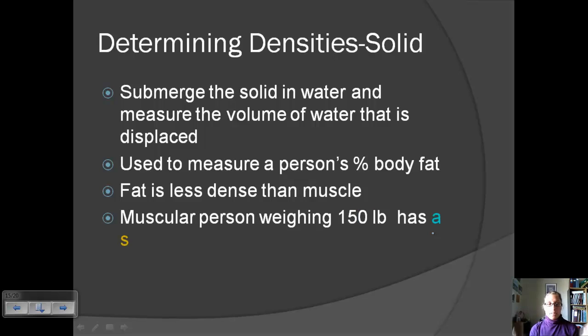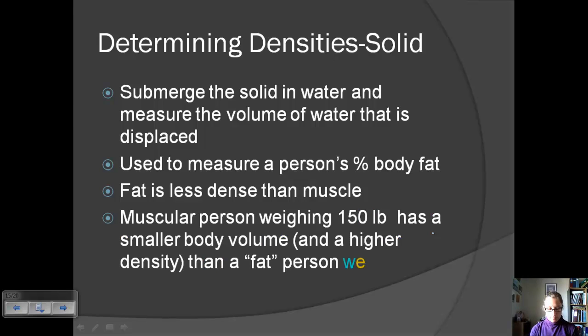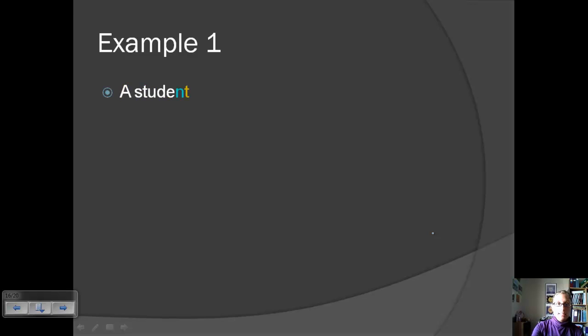Now, and this is going a little off tangent, but it's not just about weight, it's about overall health. So a muscular person weighing 150 pounds is going to have a smaller body volume and then a higher density than maybe someone who has a higher percent body fat. So even though they both weigh the same, we could probably argue that the muscular person is more healthy. So it's not just about weight. It's definitely exercise, eating habits, all that stuff. So there's my little plug for being healthy. And now we can go back to density.